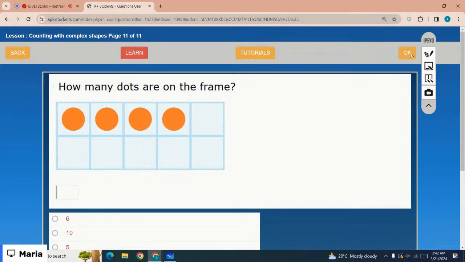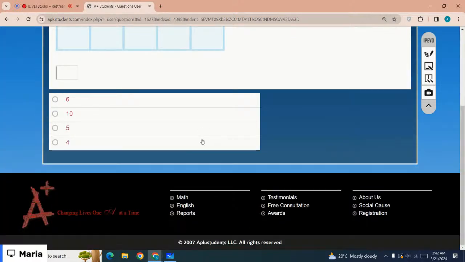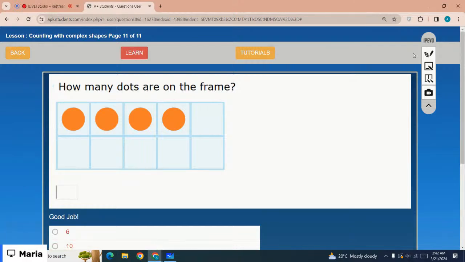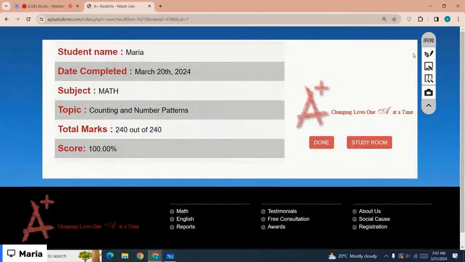How many dots are on the frame? Yes, there are only four dots, right? Okay, we are done with the lesson counting with complex shapes. Also, we are done with the chapter.